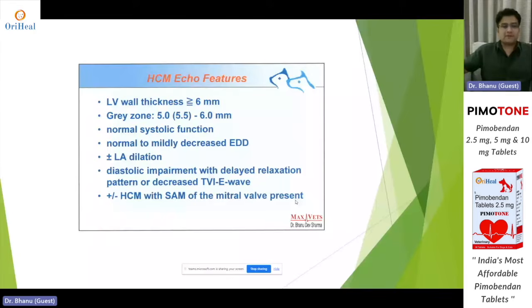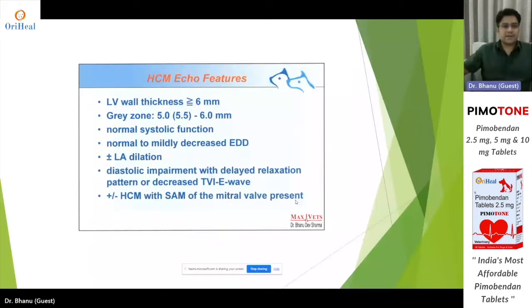SAM of the mitral valve may be present in a lot of these cases. As the systolic anterior motion of the mitral valve happens, it leads to an outflow obstruction in the left ventricular outflow tract, and that creates the murmur, and that causes more hypertrophy of the left ventricle.